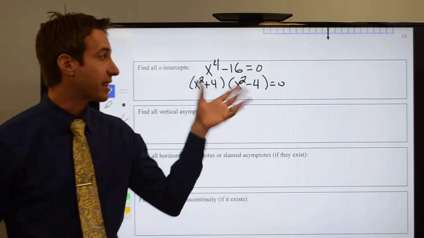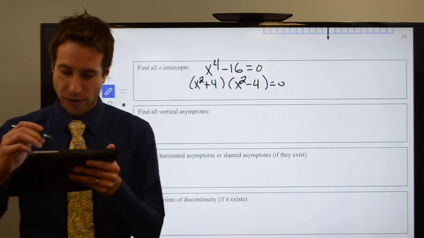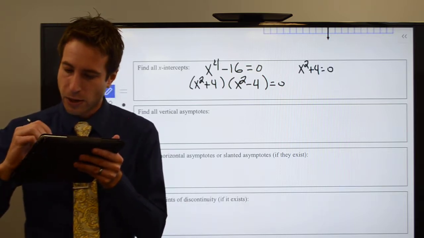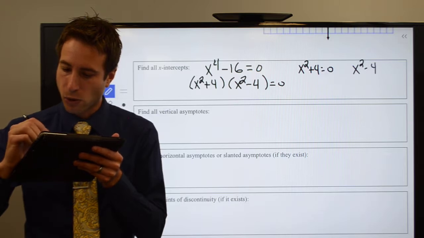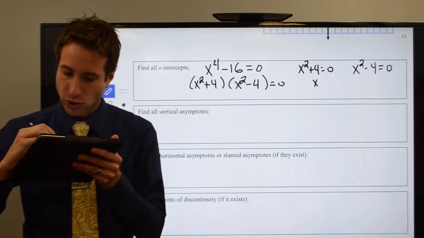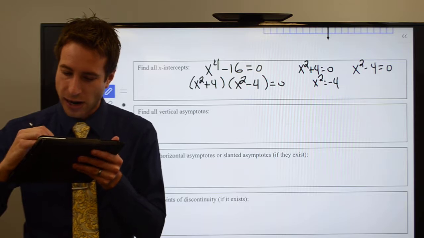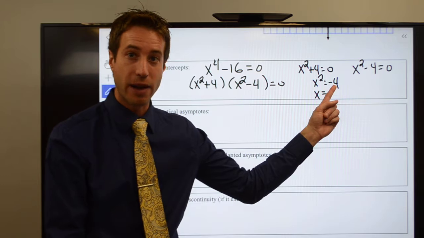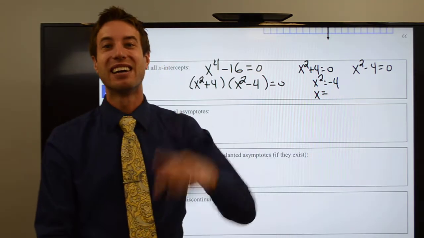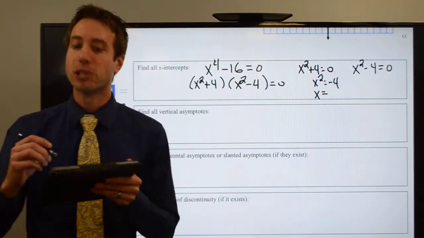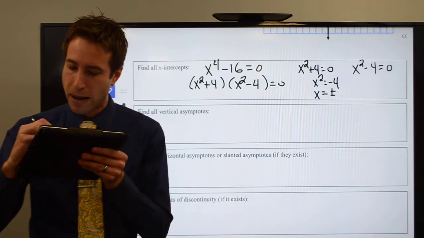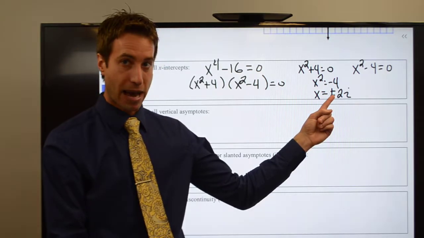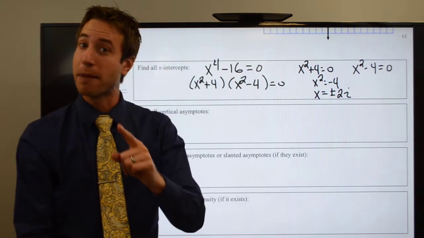The zero product property lets me split those up and solve them separately. So x squared plus 4 is equal to 0, and x squared minus 4 is equal to 0. Here we go. x squared is equal to negative 4. Take the square root of both sides. Please notice, I'll be taking the square root of a negative number. Oh yeah, that's imaginary. But 4 is a perfect square, so I get plus or minus 2i. So I wind up with imaginary zeros, but fortunately I'm not done.